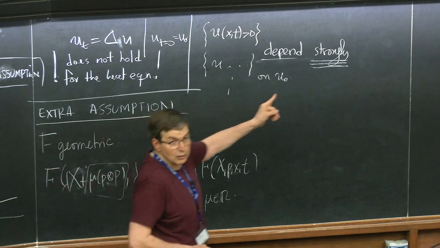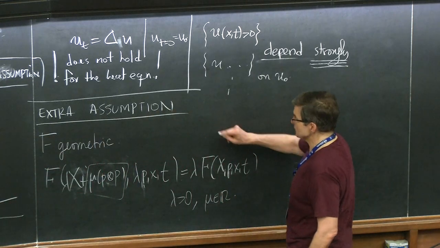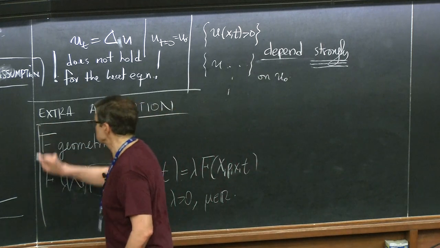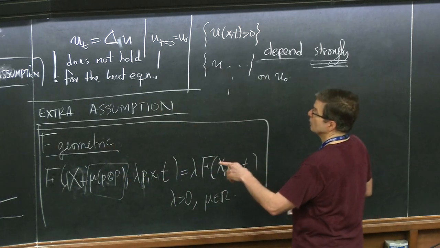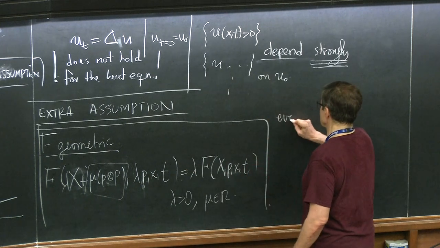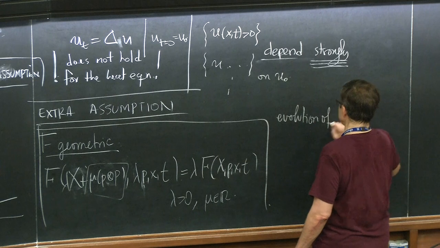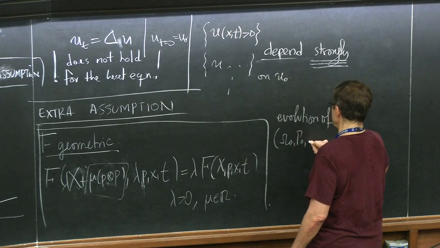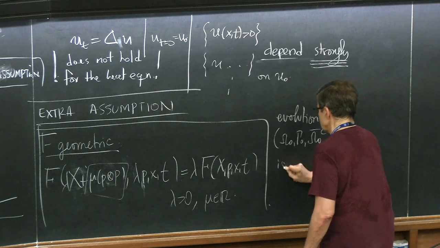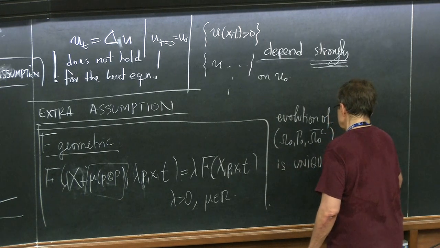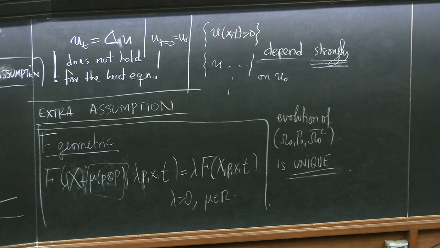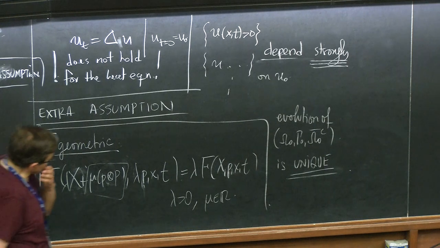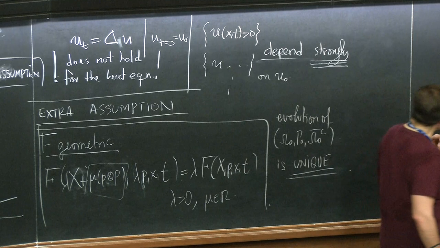Now let's check that for the heat equation. So what is the claim? If this holds, if we have this assumption, which we will call geometric, then the evolution of omega zero, gamma zero, omega zero complement is unique. So I will show you why it's the case. So meaning this thing is unique. So it's independent of how you mark the initial set, and you only do that. Okay, so a simple calculation.